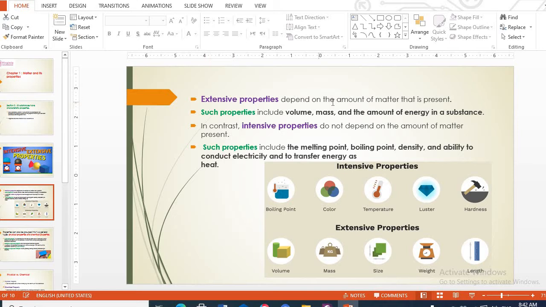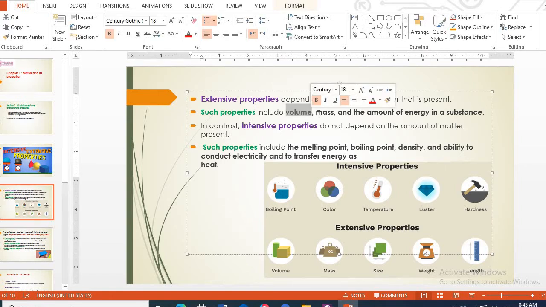Extensive properties depend on the amount of matter that is present, while intensive properties do not depend on the amount of matter present. So the difference is that extensive properties depend on the amount of matter, like volume, like mass, like amount of energy in a substance. All of this is extensive properties.